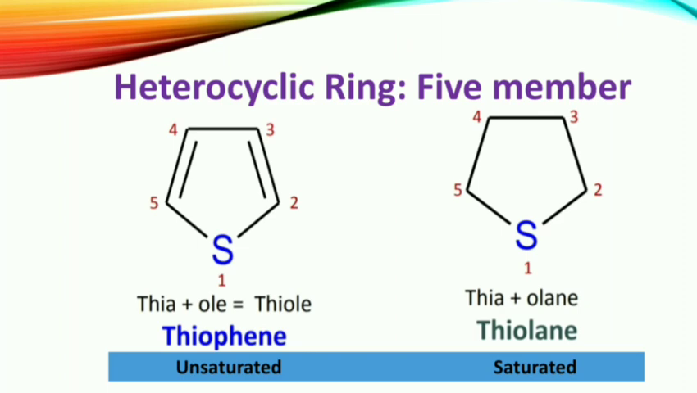Same structure, but there is no double bond in the structure. So this structure is the saturated one, and for a saturated structure you have to remember the table for the structure. For a 5-member ring structure, you can use olane, because it is without nitrogen. Hence the name for this structure will be thiolane.